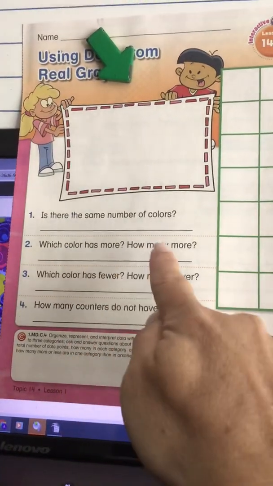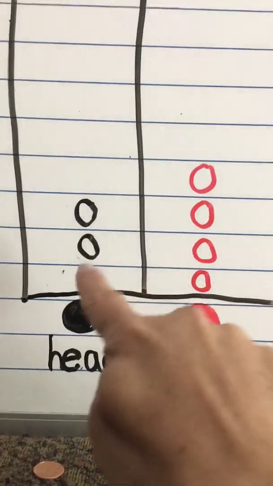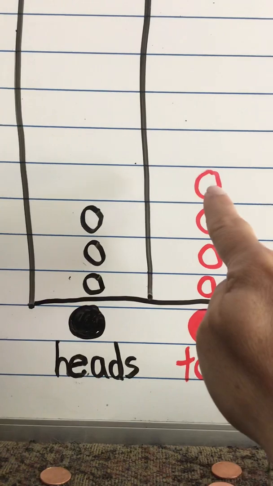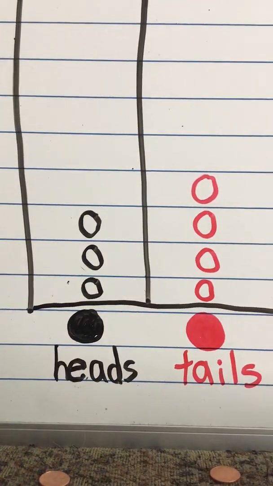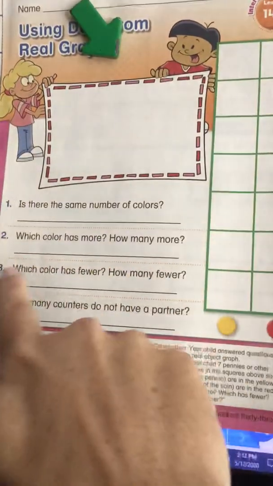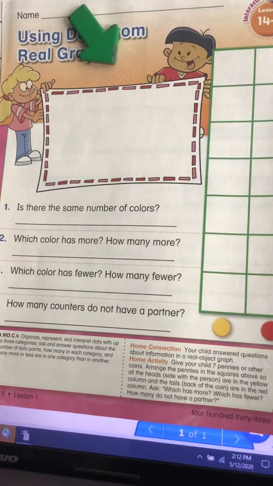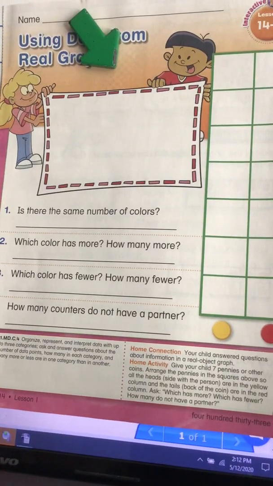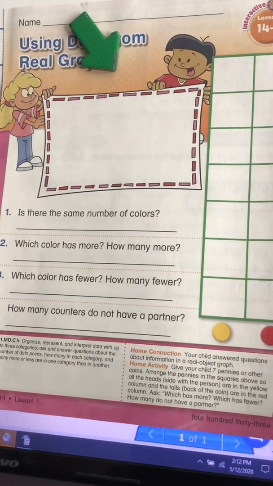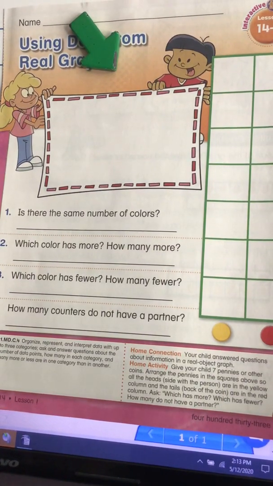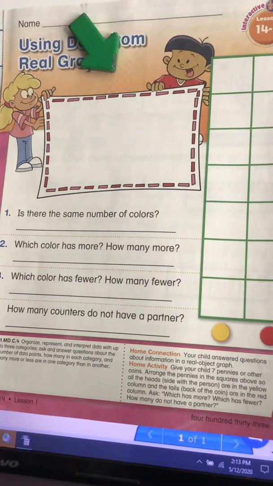And then it asks, how many more? So we need a number. So here we've got same, same, same, 1 extra. So we're writing 1 more. Goes on the same line. We're writing tails and then 1. It had 1 more. You can pause it if you need more time or go back and finish it later.